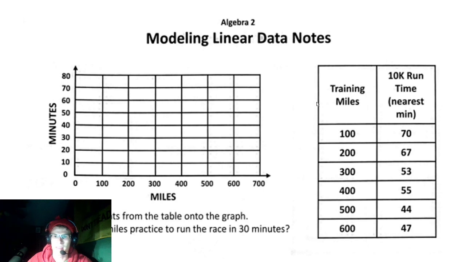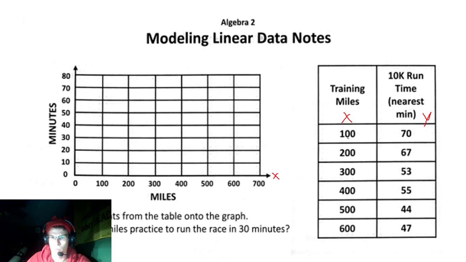So this is comparing training miles to a 10K runtime, to the nearest minute. What we are doing is we're going to plot the points from the table onto the graph, and we are going to figure out what we can do with the data once we do that. So I'm going to whip my pen out here. We're going to start off with training miles on the x-axis, because remember, this is similar to a t-chart. X and Y.